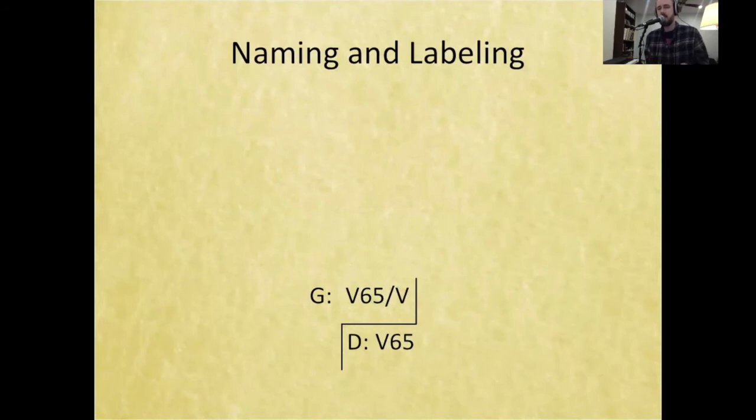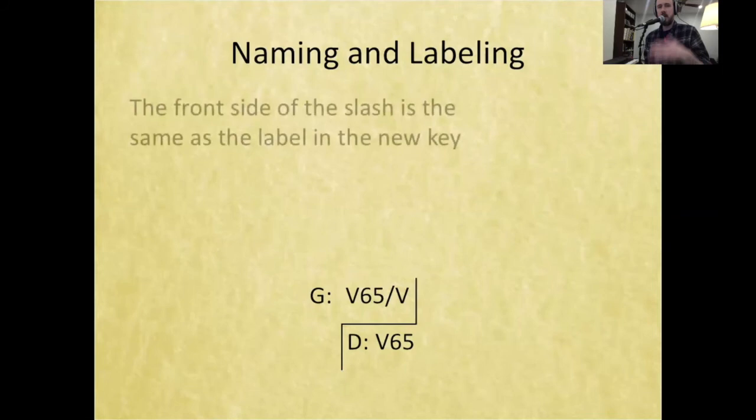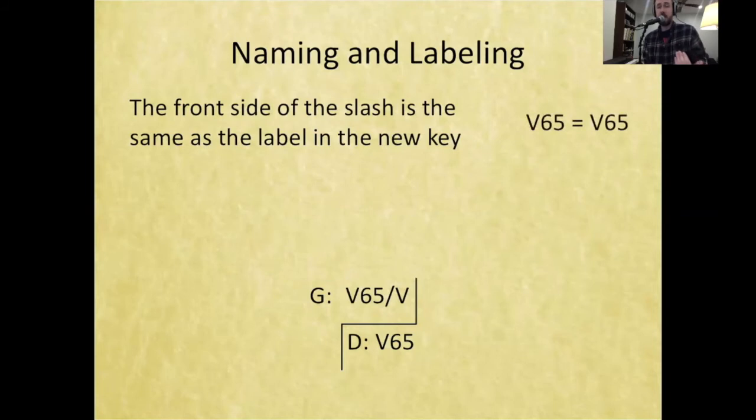So let's point some things out about what looks like a very confusing labeling system. First and foremost, when we talk about the way we're labeling this in the old key, it's always going to be a secondary chord, so it's going to have a slash in it. Here we can see that we've called it 565 of 5. I like to divide that and talk about the two parts of the slash.